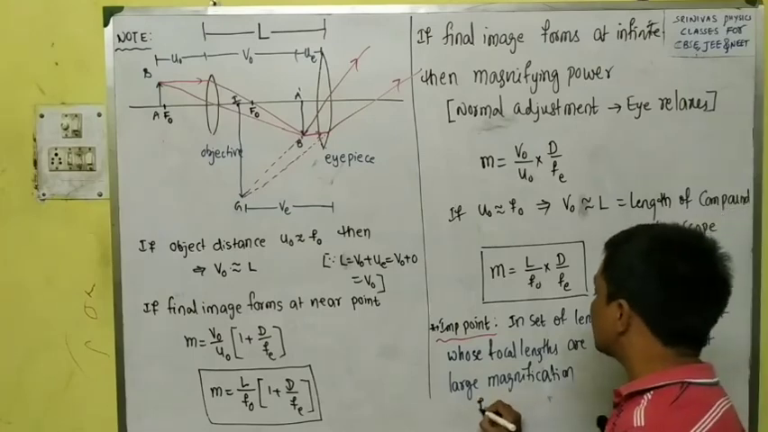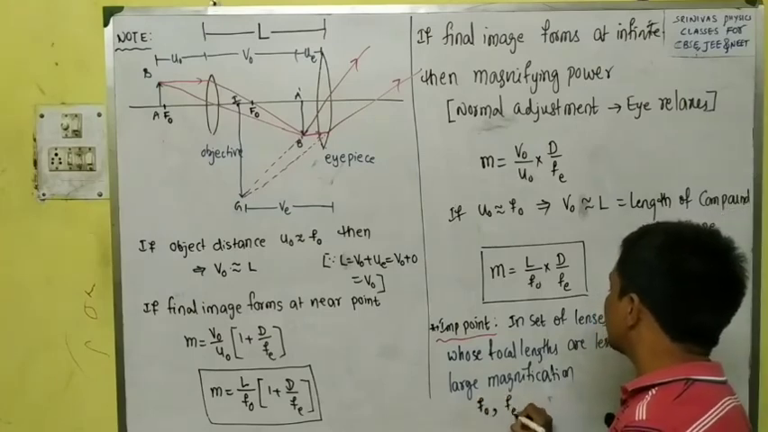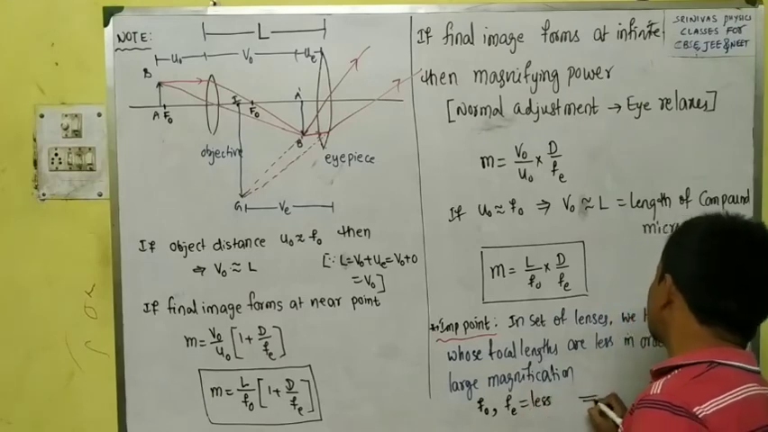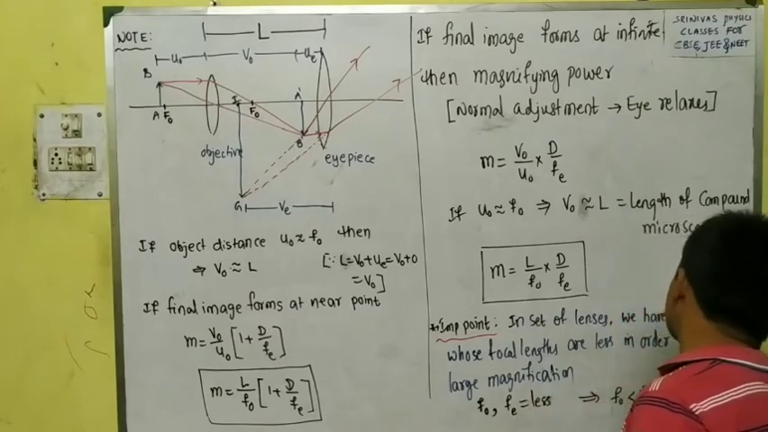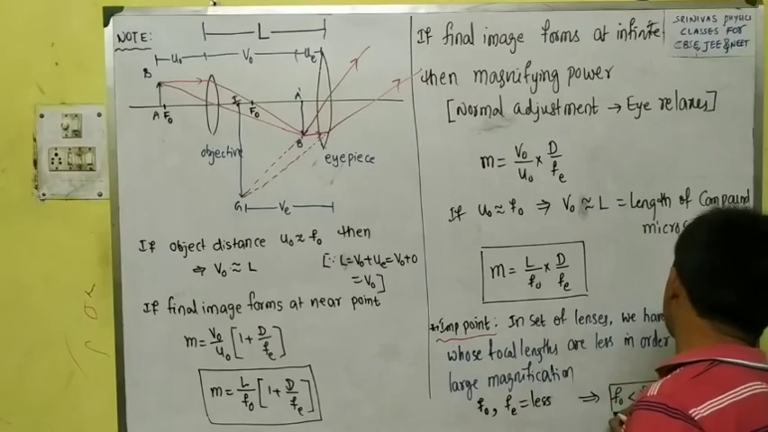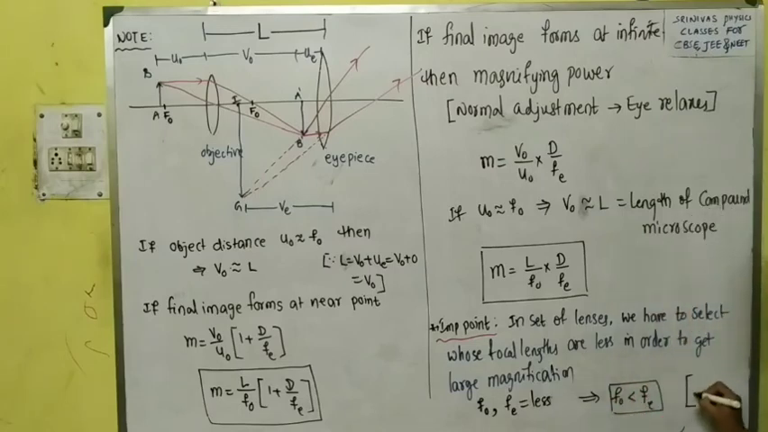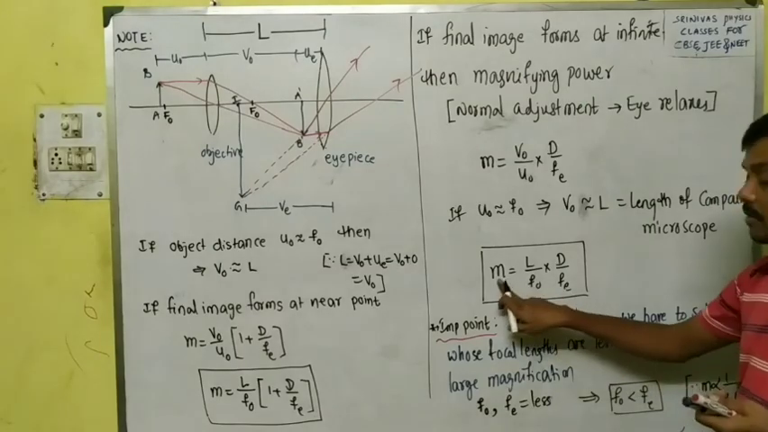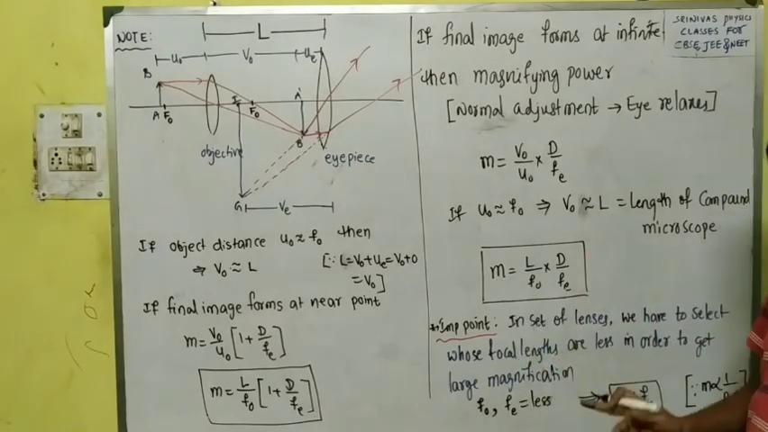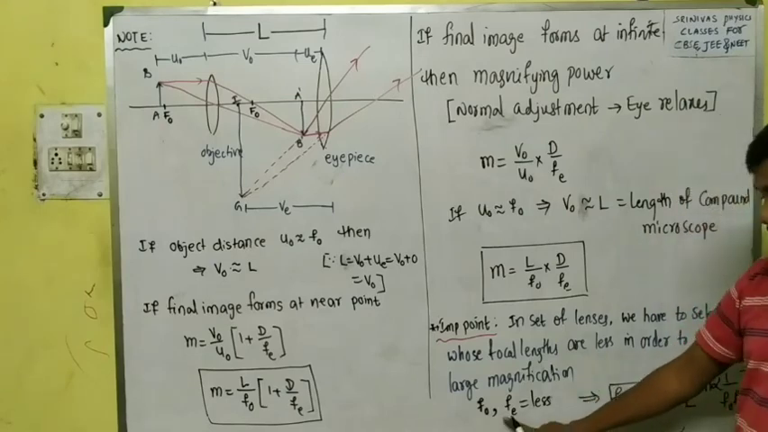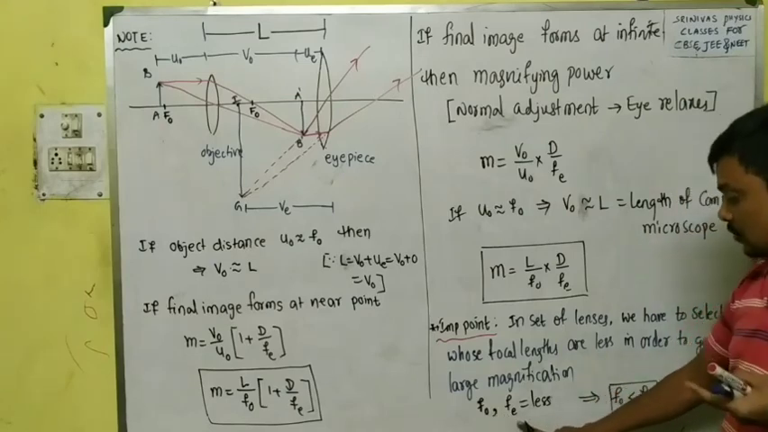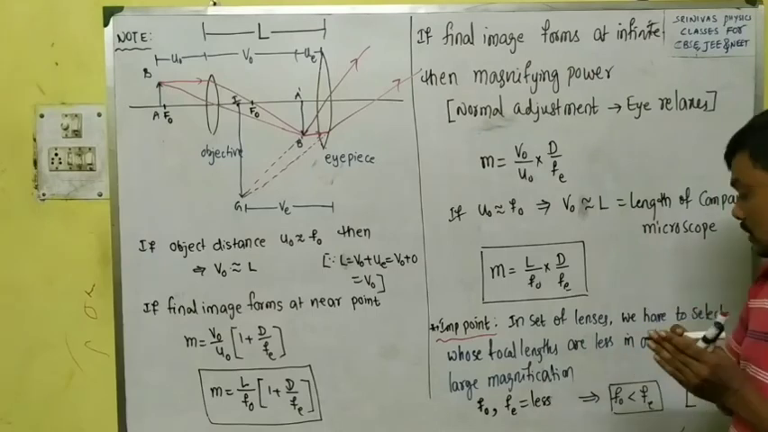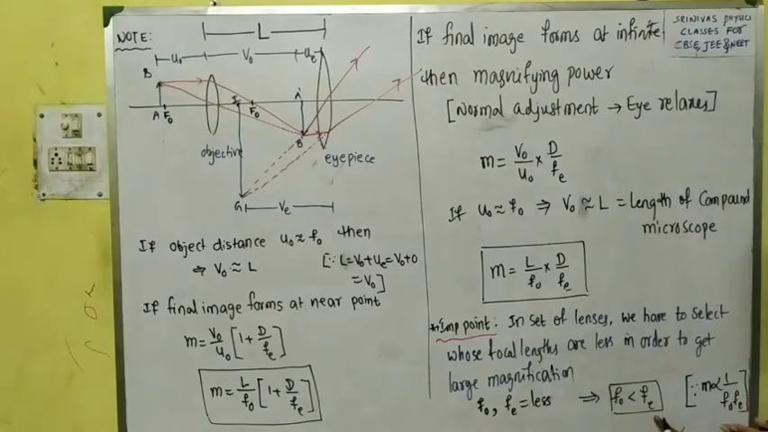That means F naught and Fe must both be less, and in that F naught should be less than Fe. This condition we should follow, because we know that magnifying power is inversely proportional to F naught and Fe. If F naught and Fe are less, then M will be more, the magnification is more, and a large image will be formed. So you have to select lenses with less focal length to form a compound microscope, and F naught should be less than Fe.